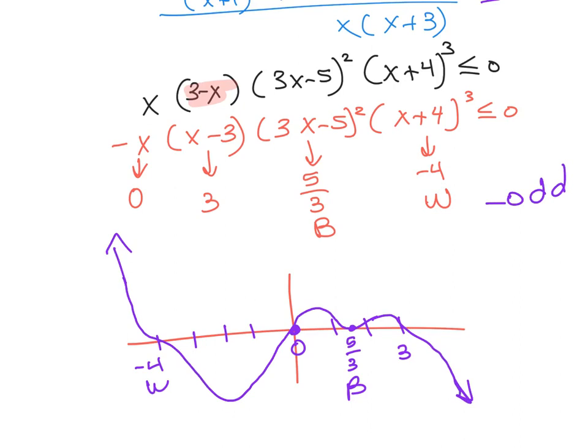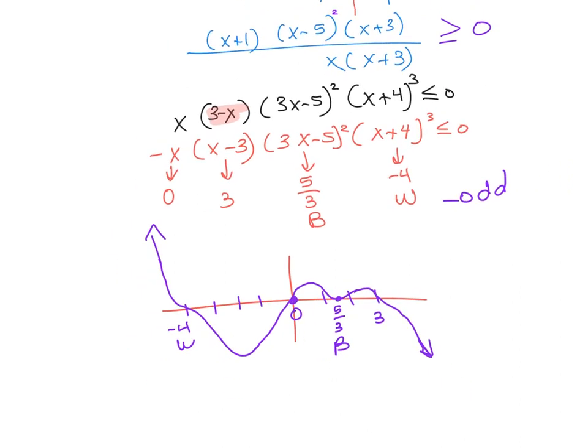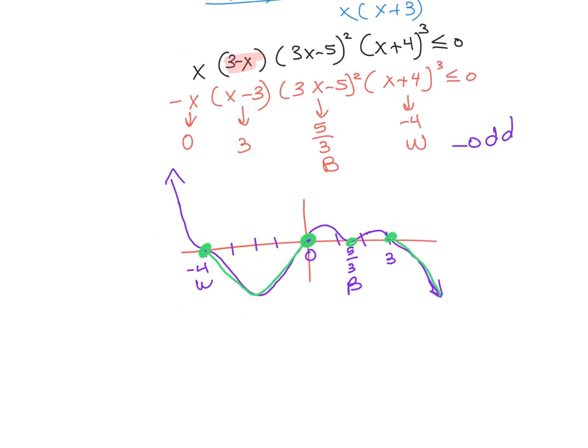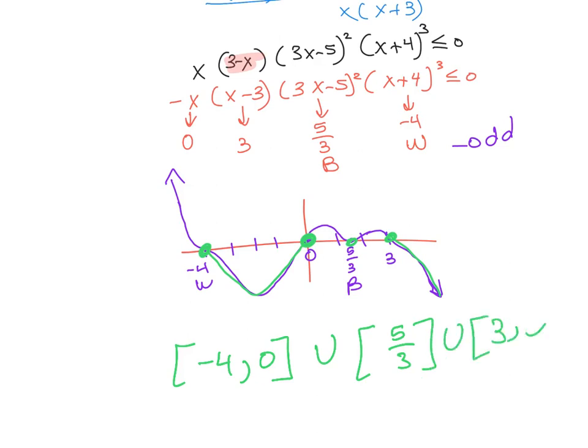Now remember, your job is not only to graph it. You need to know what part of this inequality is going to be less than or equal to 0. So you want the roots, so let's mark them as filled circles. I want these, and I want anything that is below the x-axis. So then my solution is going to be anything between negative 4 and 0, both of them included. I want the root 5 over 3, and I want the root 3 to infinity. Okay?